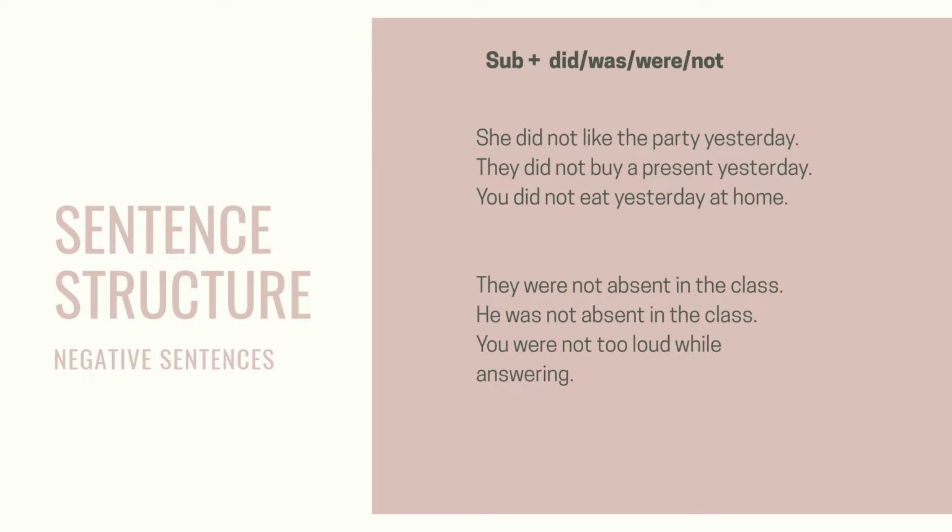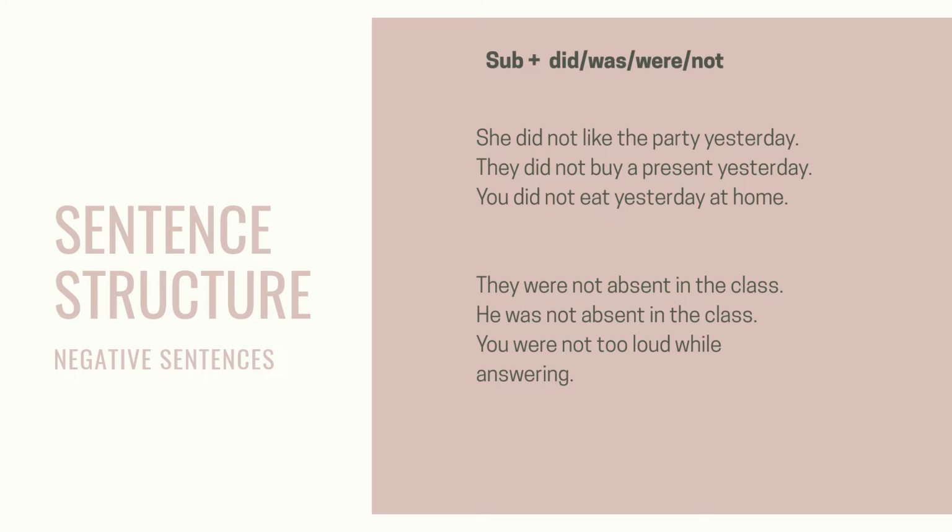Let us see the sentence structure for negative sentences for simple past tense. For the sentences in which we have action verbs or main verbs, we use did not. For example, look at the first sentence. She did not like the party yesterday. Like is the main verb, which is an action verb, so we simply put did not before that. In the same way, buy is again the main verb and an action verb, so we put did not.